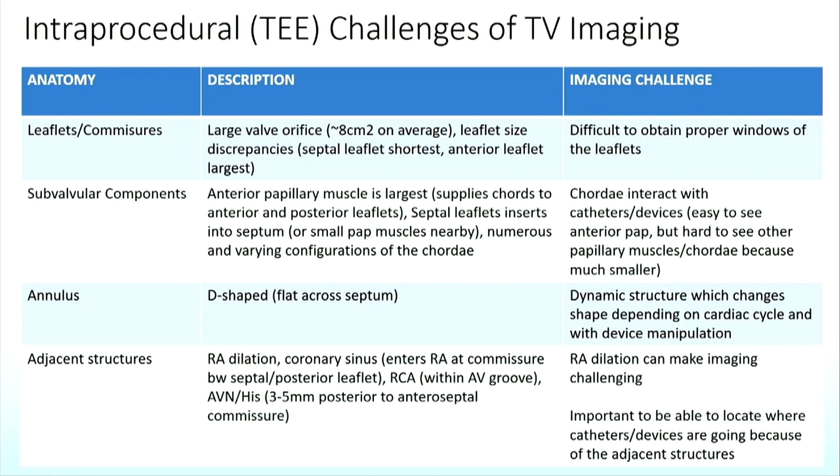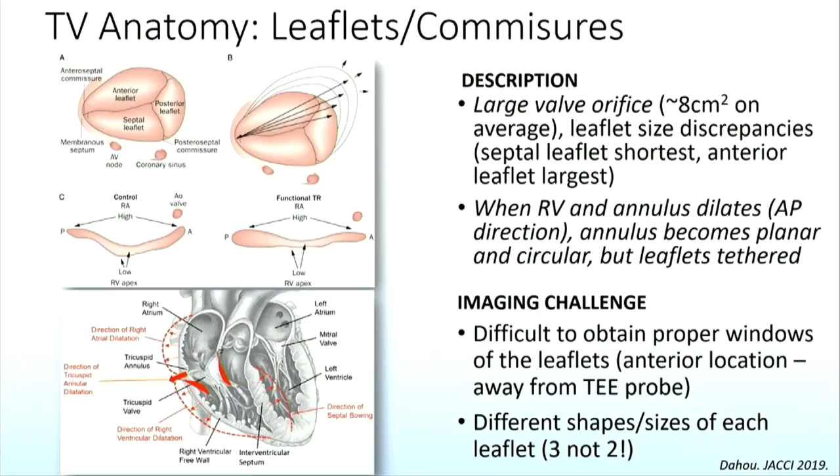We look at 4 components of the tricuspid valve. We're looking at the leaflets, the commissures, as we just saw, the subvalvular components for some of these complex technologies. We're looking at the annulus for annuloplasty devices, and we're looking at a lot of the adjacent structures. All of these have imaging challenges when it comes to TEE.